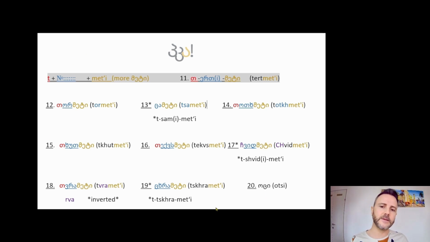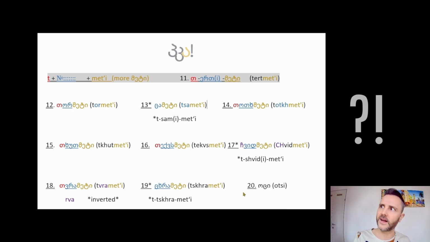With all of these numbers, for the second slide, we're going to introduce the more complex nature of numbers going from 20, 40, 60, 80 to 100, and the middle numbers too. The number system in Georgian requires very sound knowledge of all of these before you begin. So I would suggest just going through them. Tertmet'i, tormet'i, tsamet'i, totkhmet'i, თხუთმეტი, tekvsmet'i, chvidmet'i, tvramet'i, tskhramet'i, rva. You see?